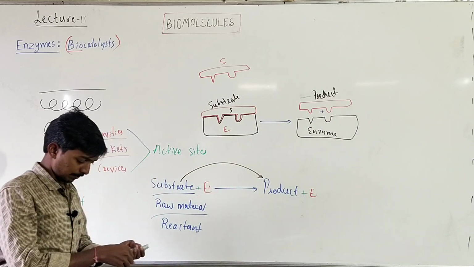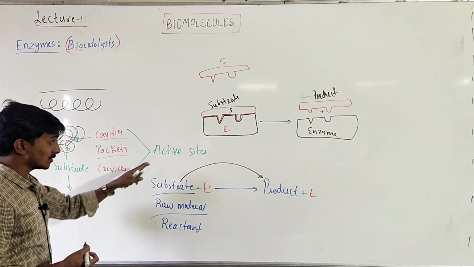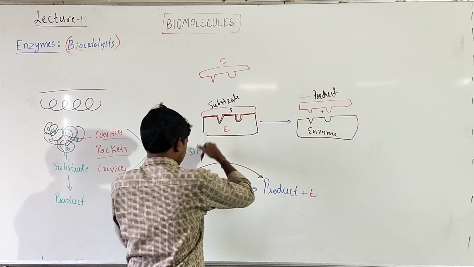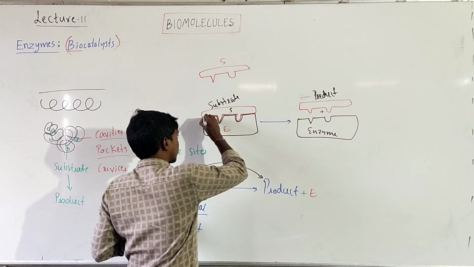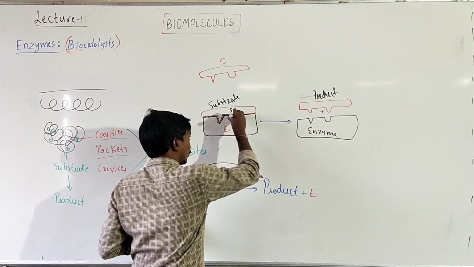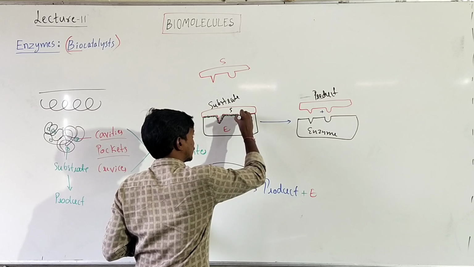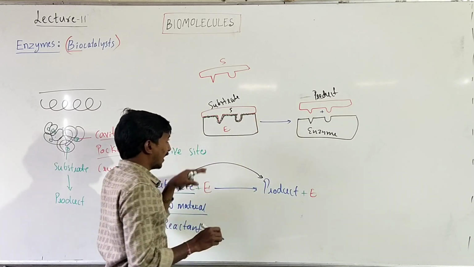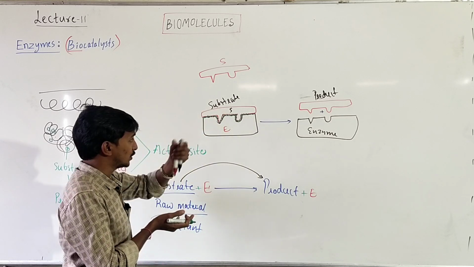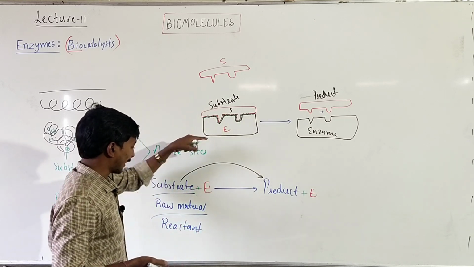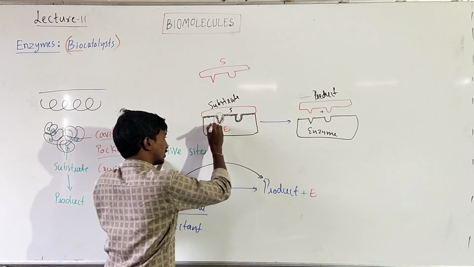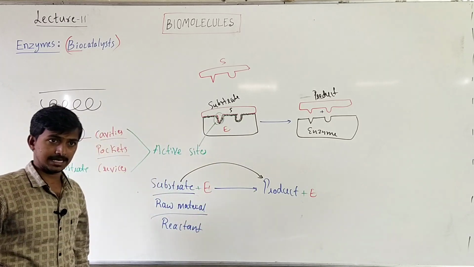Okay. So now the question is, what is active site? This is the place where the enzyme and substrate bind. Means at this point of the enzyme, the substrate will join. So this point is called the active site.